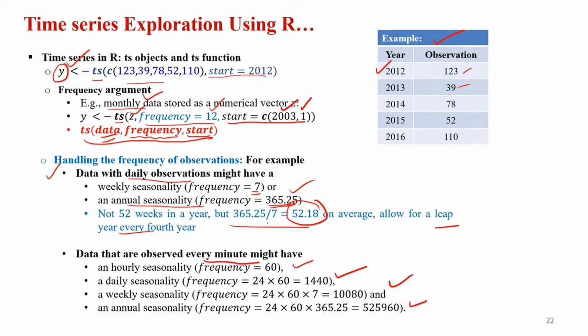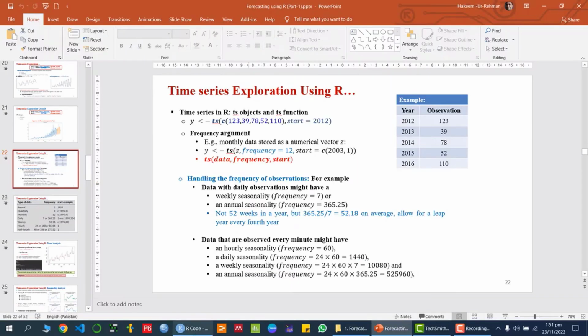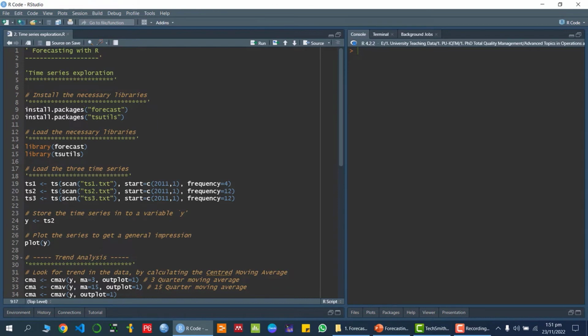So let me see in R. If I open it, first of all I need to install the forecast package, and I also need to install the other package, tsutils. Once we have installed them, then we can call these two libraries. Then I have three types of data sets. The first one is the ts1 text file, and I am stating that the starting time period is 2011.